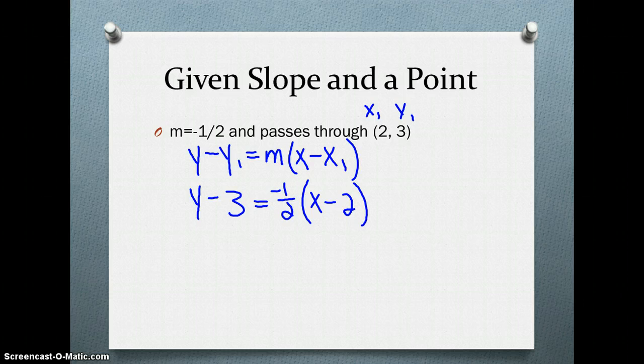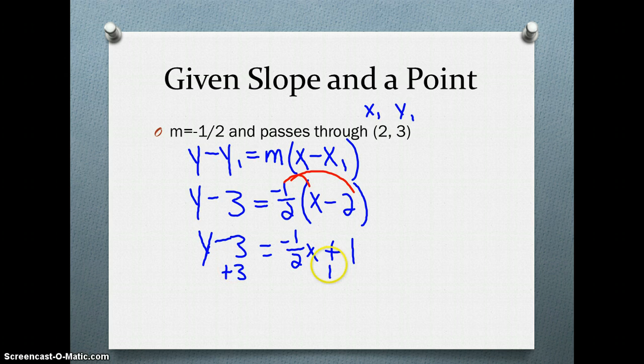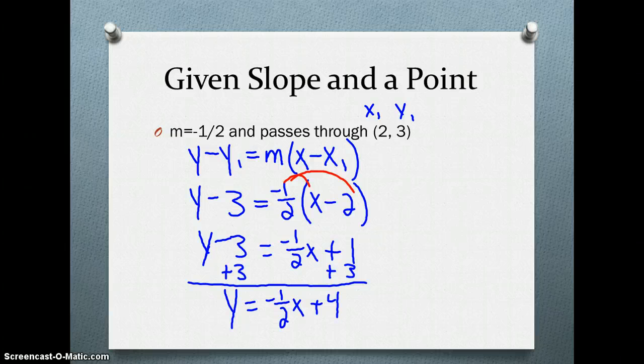And now we simplify, and the process is the same for all of these. We distribute on the right. y minus 3 equals -1/2 x plus 1. Our last thing is to add 3 to both sides. I get y is equal to -1/2 x plus 4. And that is the process when we're given point and slope, how we go from the point slope form initially to slope-intercept form at the end. Plug and chug that stuff out.